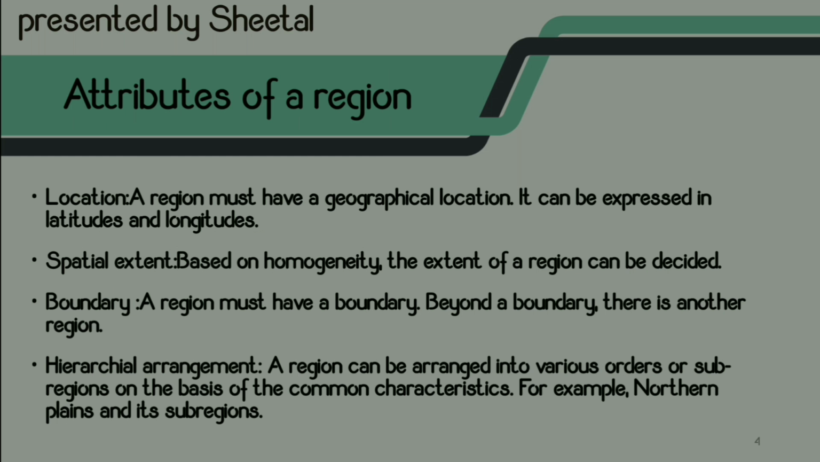Now, what are the attributes of a region? There are in total 4 attributes. First is location, second is spatial extent, third is boundary, and fourth is hierarchical arrangement.